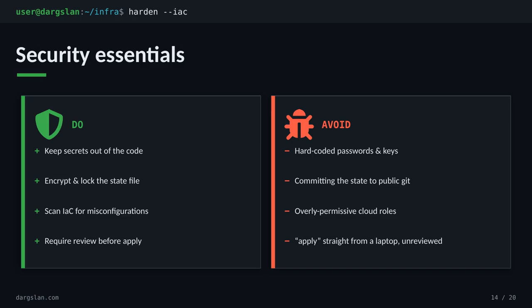Speaking of trust, let's talk security, because code that provisions cloud infrastructure is also code that can leak it. Keep secrets out of your repo. Encrypt and lock your state file, and run a scanner over your IaC to catch misconfigurations before they ship. And on the other side, no hard-coded keys, no state files in public Git, no wide-open cloud roles, and never apply straight from your laptop without a second pair of eyes.